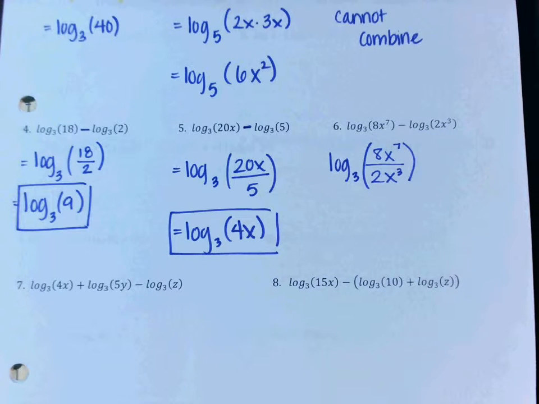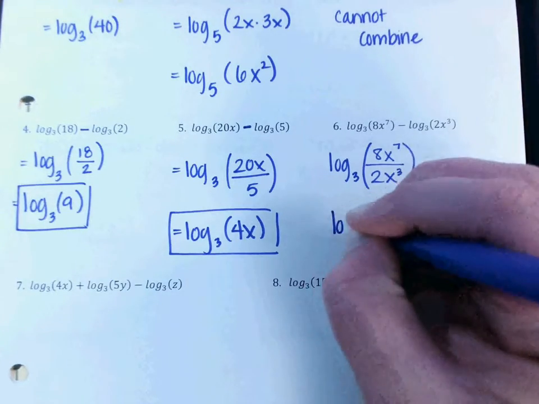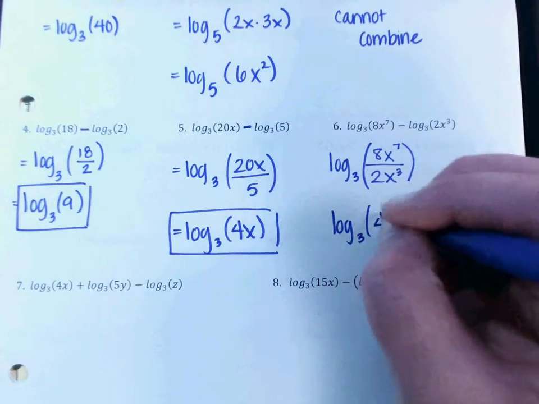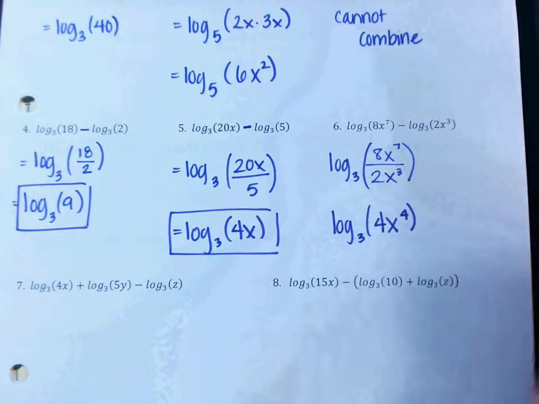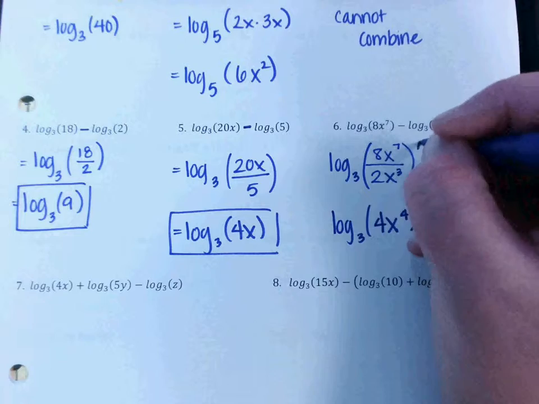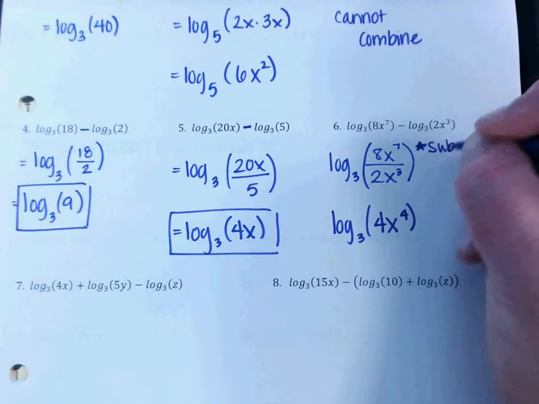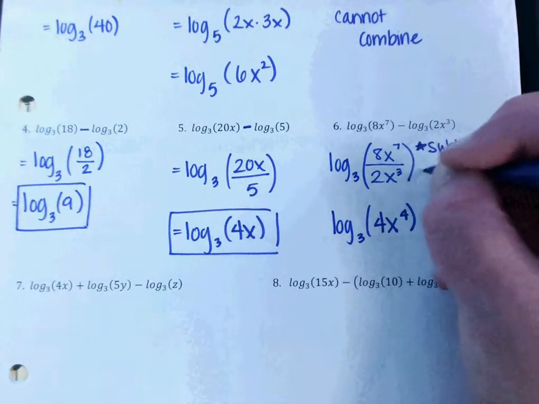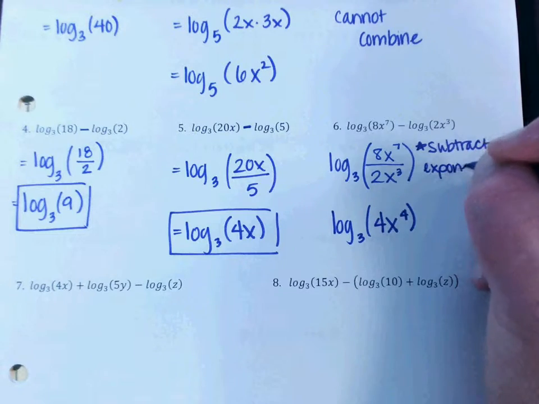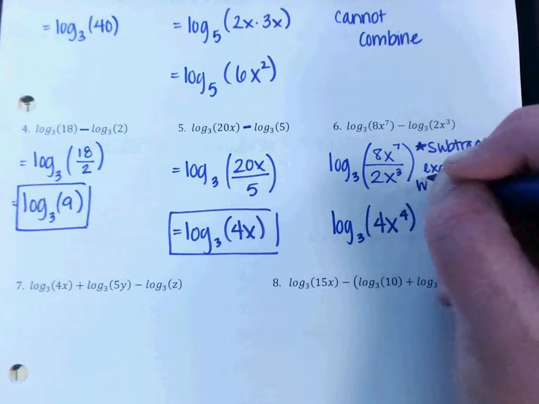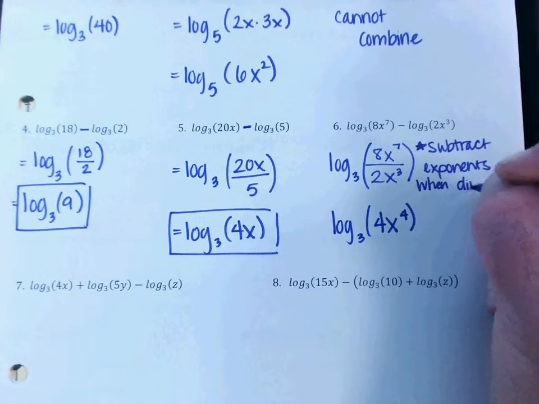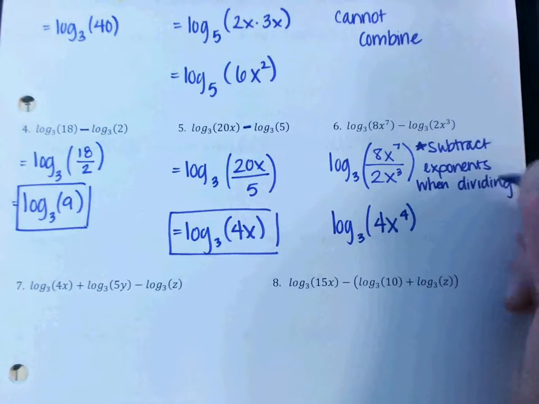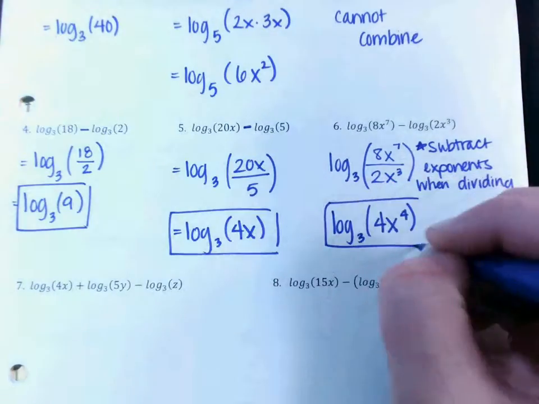You subtract. Good. So if I have x to the 7 divided by x to the 3, that's going to cross 3 of the x's out. How many will stay? Good. So it'll be log base 3 of 4x to the 4. Okay, and then I'll put a little note here. You need to subtract exponents when dividing. Okay? And probably most of y'all remember that, but just in case.